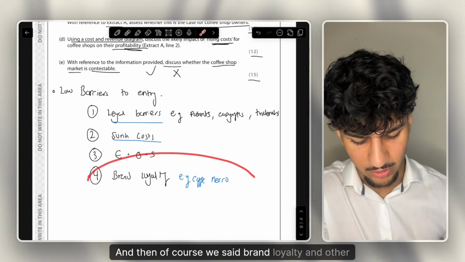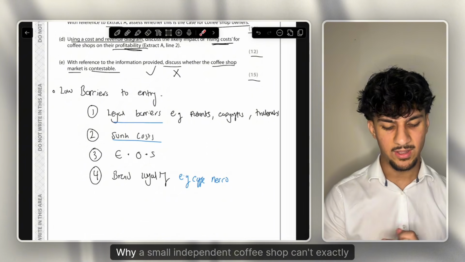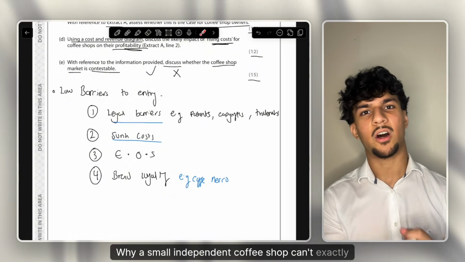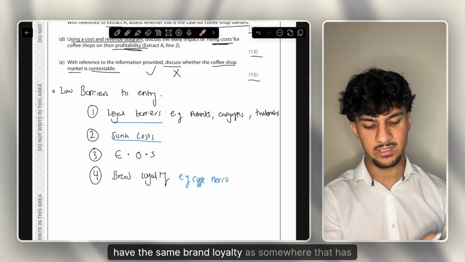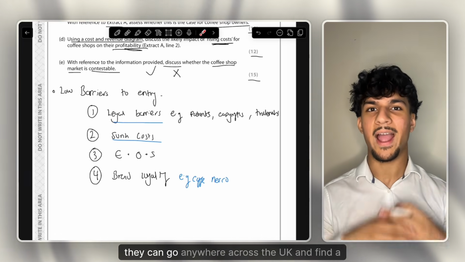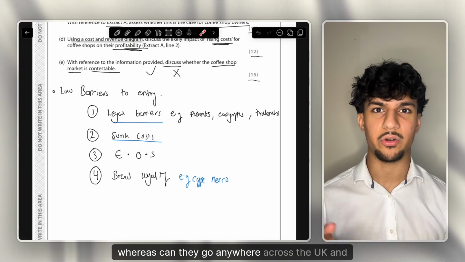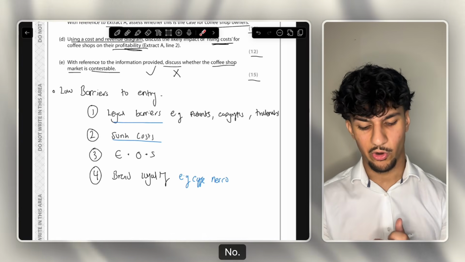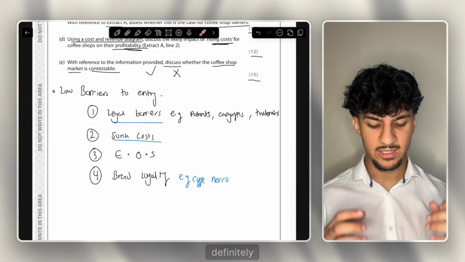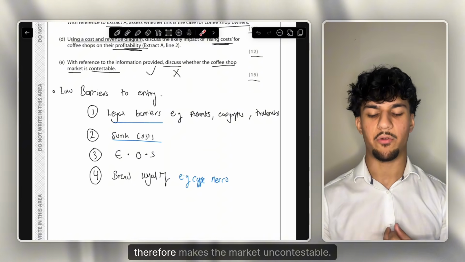And then of course we said brand loyalty, another massive thing that shows this market is not contestable. Why? A small independent coffee shop can't exactly have the same brand loyalty as somewhere that has 500 stores. Why? Since a customer can go anywhere across the UK and find a Costa, find a Starbucks, whereas can they go anywhere across the UK and find a local coffee shop? No. So definitely the brand loyalty is another massive thing that increases the barriers to entry, therefore makes the market uncontestable.